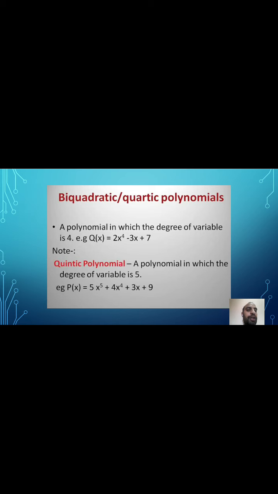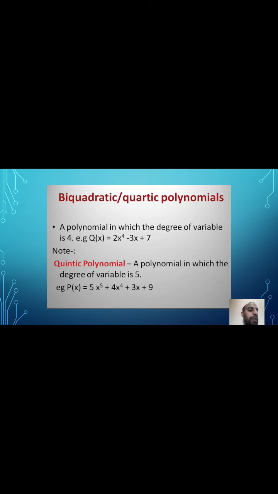That means power 4. A polynomial having degree equal to 4 is called a biquadratic or quartic polynomial. An example is 2x raised to power 4 minus 3x plus 7. You can write any example, but you need to keep in mind that the maximum power this time needs to be 4. Then quintic. Quintic means the polynomial in which the degree of the variable is 5, maximum degree. So an example is 5x raised to power 5, 4x raised to power 4 plus 3x plus 9. In this way you can study such polynomials.